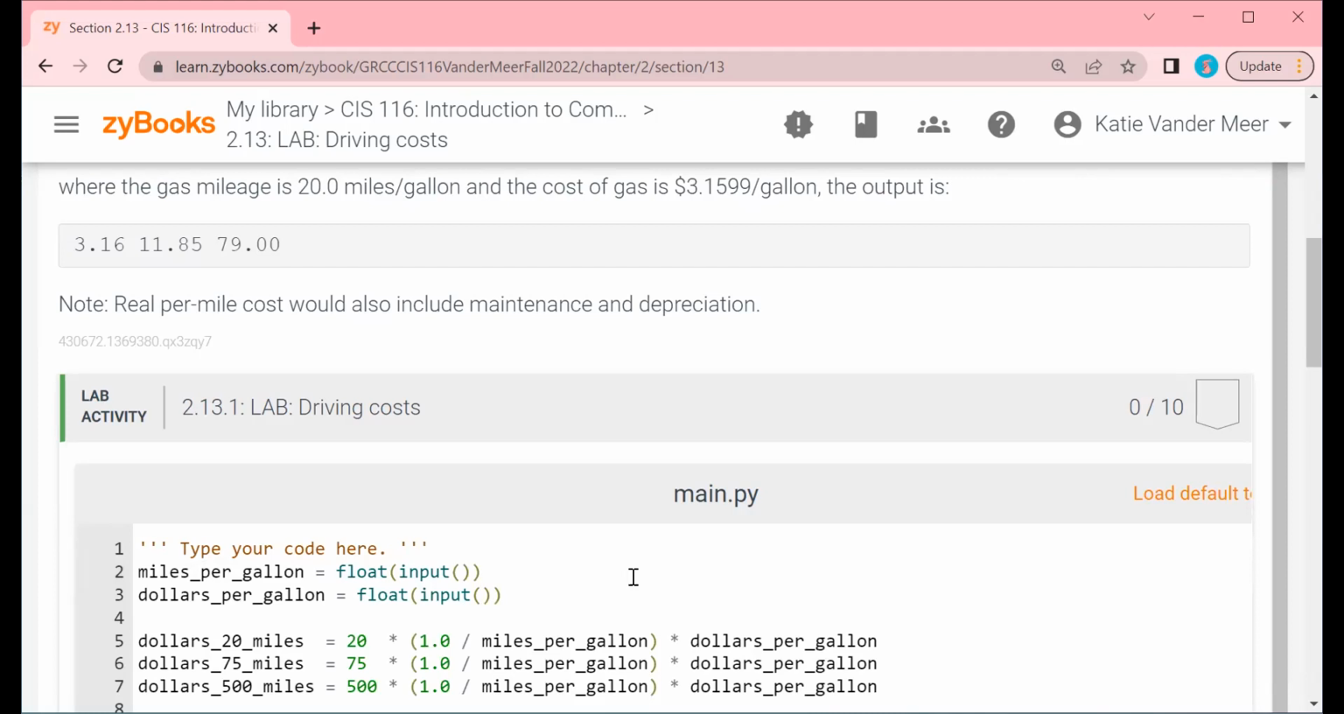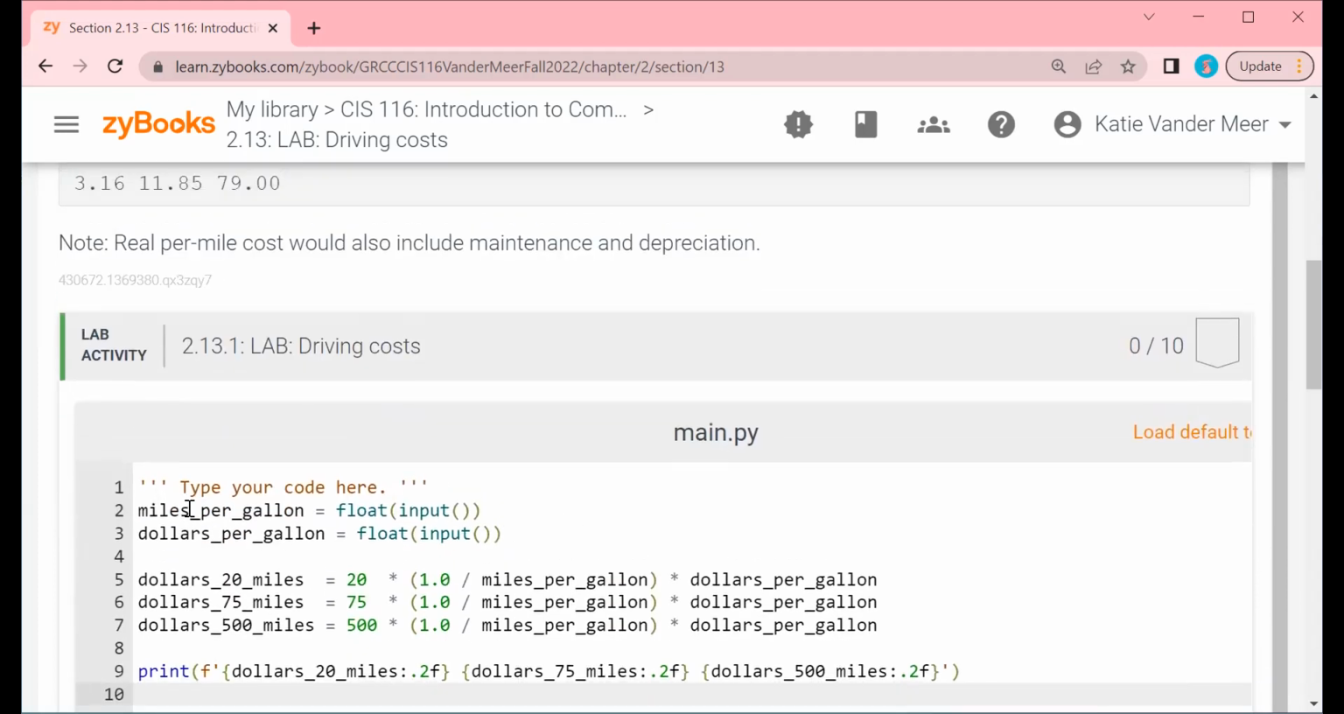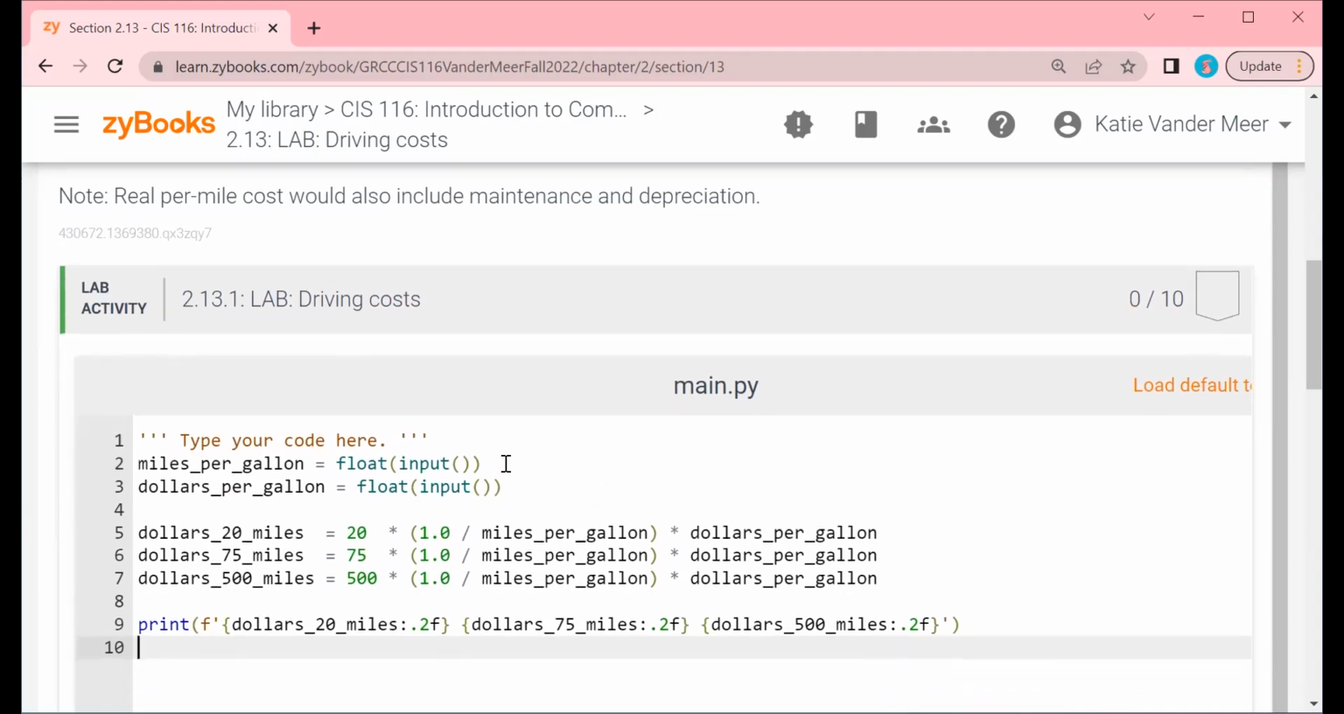Anyway, here's our solution. We have our two inputs, miles per gallon. We're taking them in as floats. And then we're going to calculate the dollars after 20 miles. So we have three variables: dollars after 20 miles, dollars after 75, and how much it costs after 500. So we have three different variables that are going to be part of my outputs.